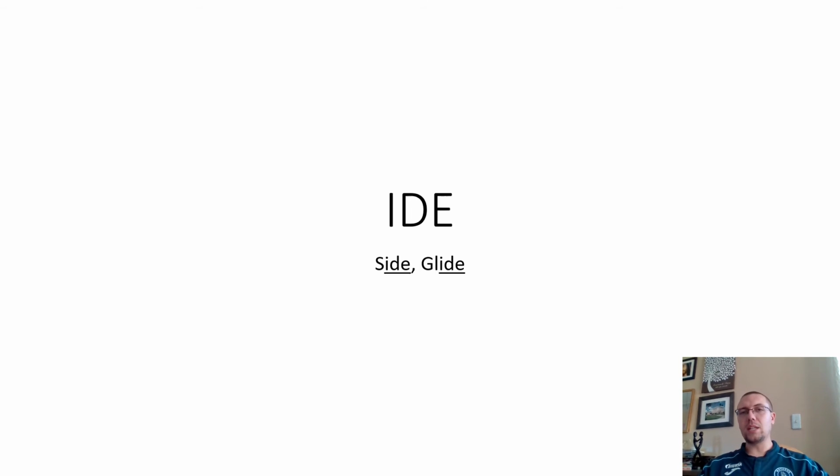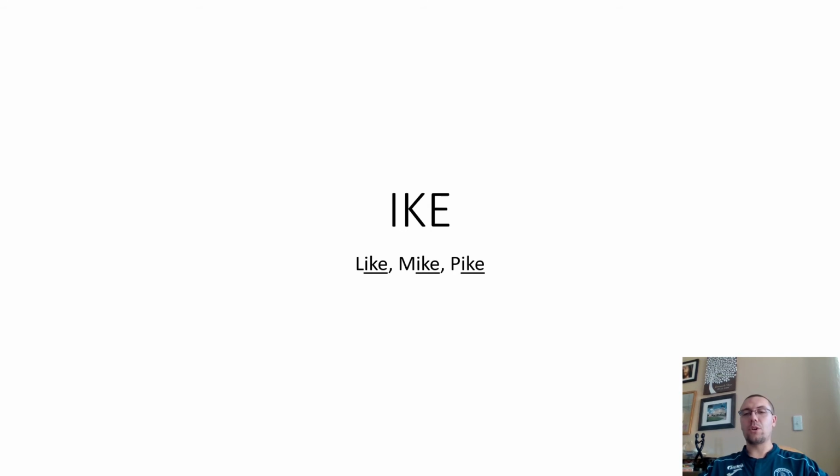So now we're going to add an E at the end, and now that's going to be pronounced "ide". Instead of "id", it's now "ide". So we have side and glide. Okay, we have IKE, and that makes the "ike" sound. So remember, it has an E at the end, so most likely it's going to go "eye". So like Mike and Pike.